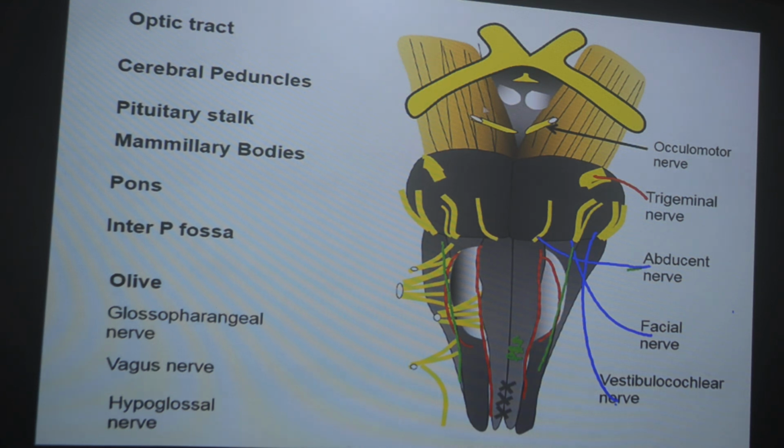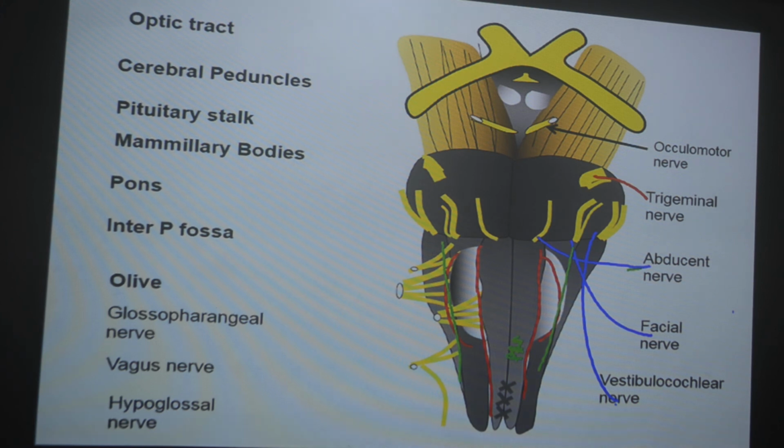If you see the pons, it is quite wide here because these are the corticopontine fibers which are descending down from the cortex, relay in the pontine nuclei, and then cross to the cerebellar hemisphere. As they cross, they form a bundle of fibers which is called the middle cerebellar peduncle.